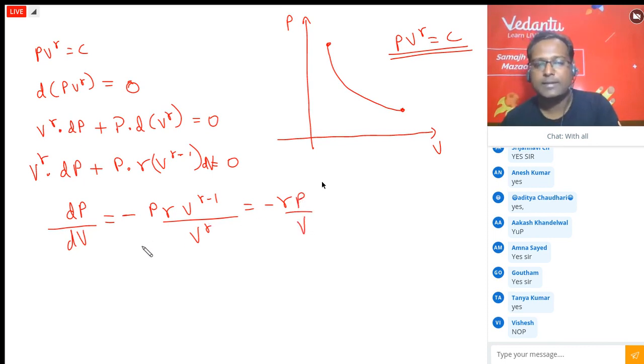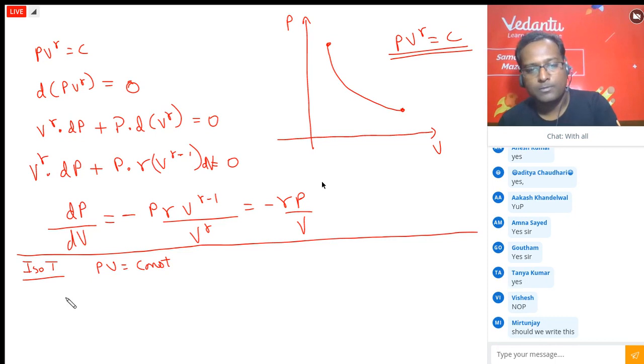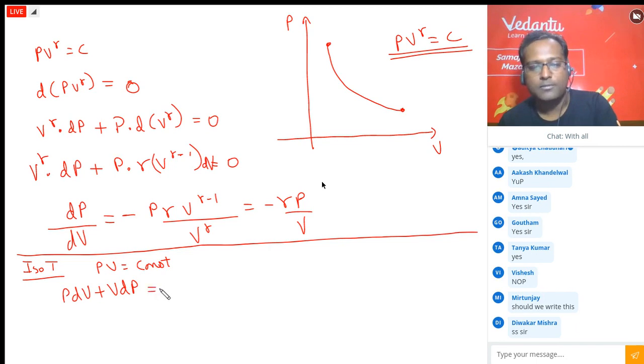Please check. No, you just need to write the final result if you're writing. That slope in adiabatic process is minus gamma P by V.